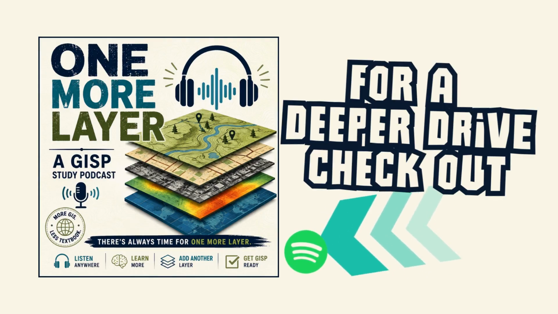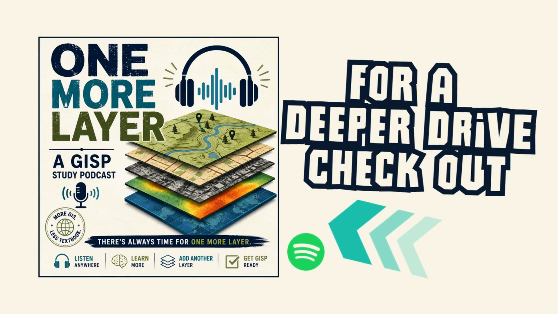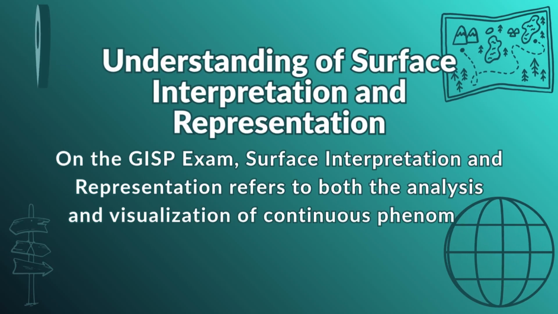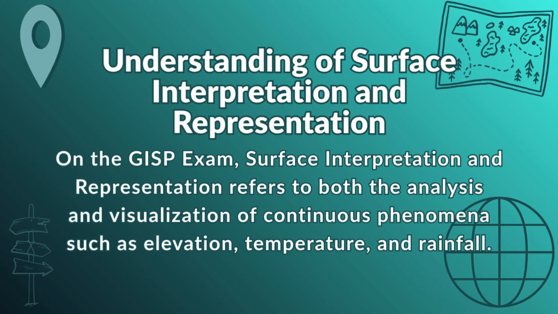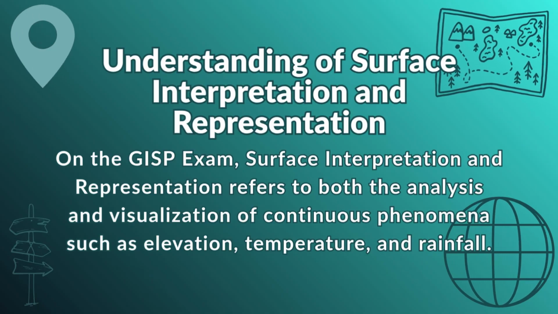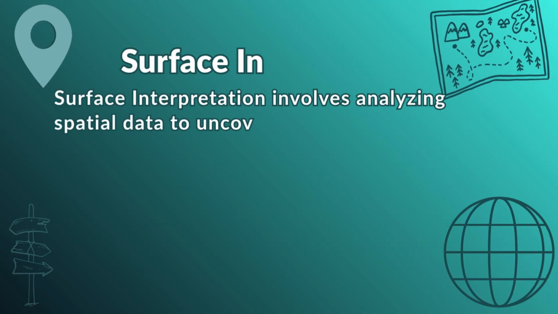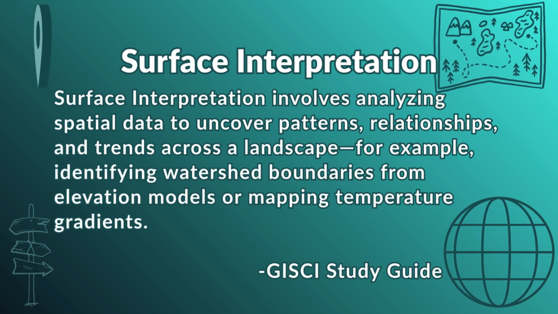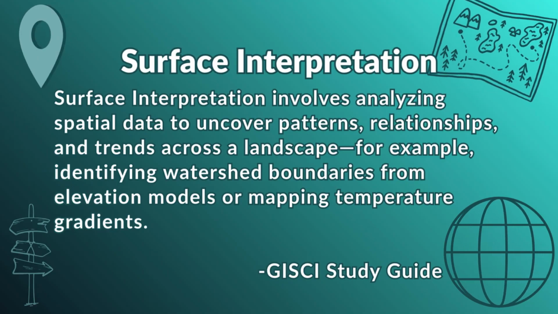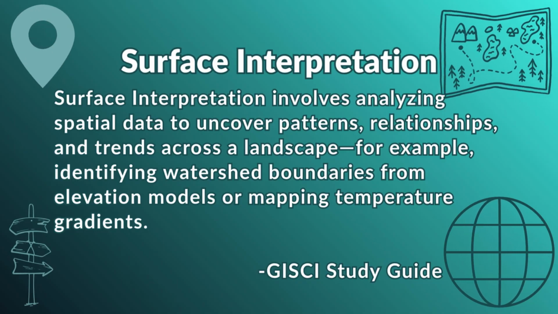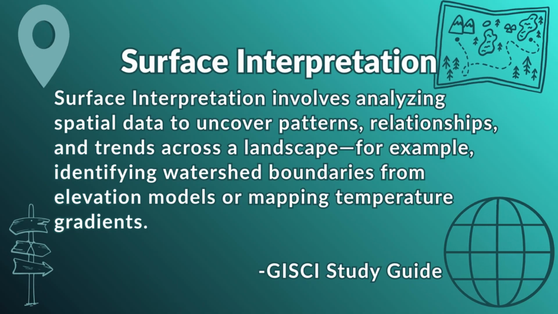Let's do it. Before we even look at a specific map, the text establishes two foundational pillars of GIS that we have to separate: surface interpretation and surface representation. Separating those two concepts mathematically and conceptually is really where the exam prep starts. Let's look at surface interpretation first. This is highly analytical. So more about analyzing than building. Exactly. This is the process of taking spatial data and uncovering the patterns, the relationships, and the trends across a landscape. Give me an example of that.